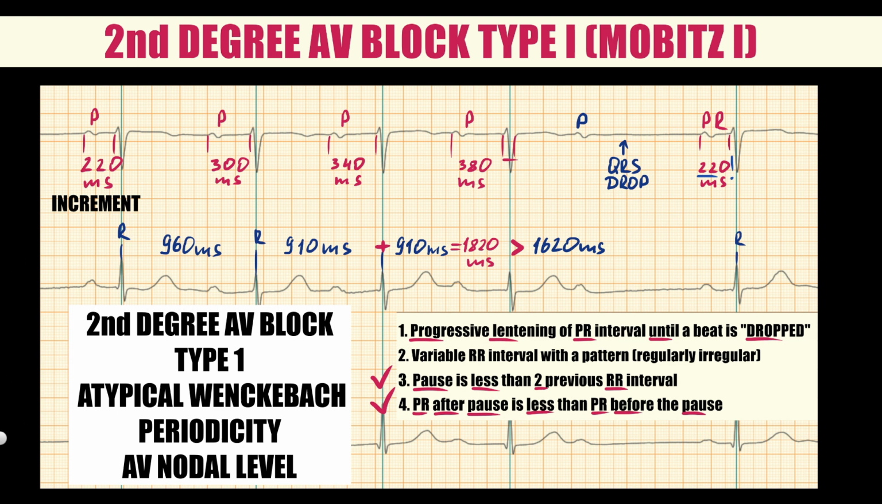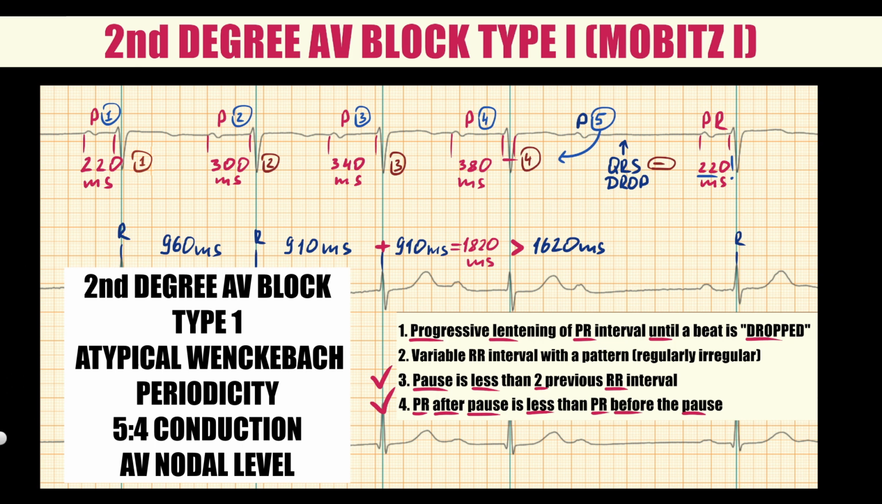Let's also describe conduction. For this, let's calculate the total number of P waves and the number of P waves that were conducted to the ventricles. There are 5 P waves. From these 5 P waves, only 4 were conducted to the ventricles, so the conclusion is second degree AV block type 1 with atypical Wenckebach periodicity with 5 to 4 conduction at the AV nodal level.